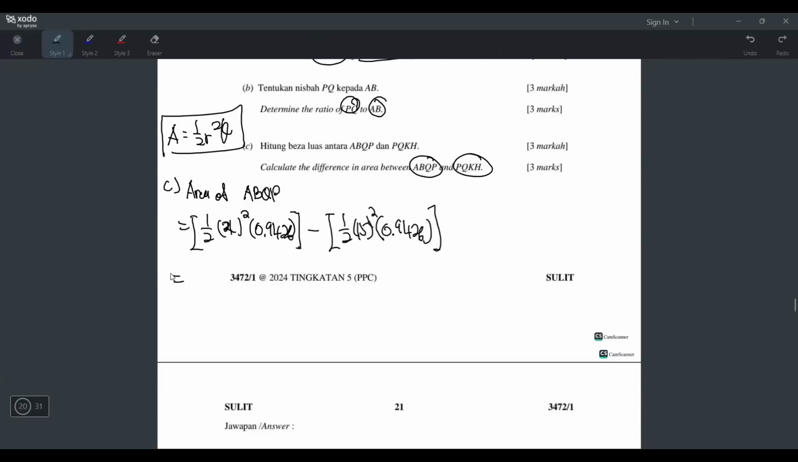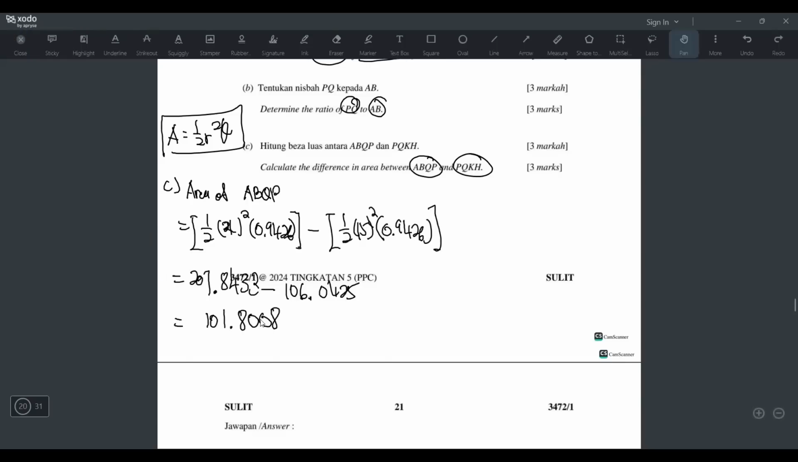Okay, let me press now. So it becomes 21 squared divided by 2 times 0.9426, 207.8433, okay? And then minus, this one press also, 15 squared divided by 2 times 0.9426. My calculator gives me 106.0425. Now I will press 207.8433 minus answer. My calculator gives me 101.8008. But this is still not the final answer.